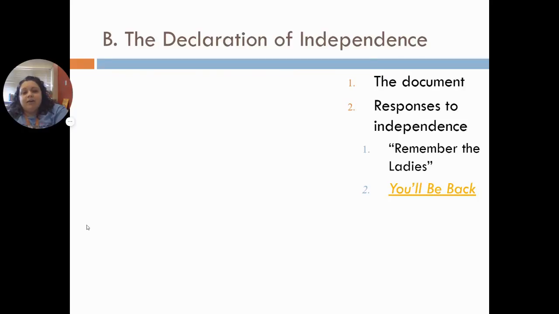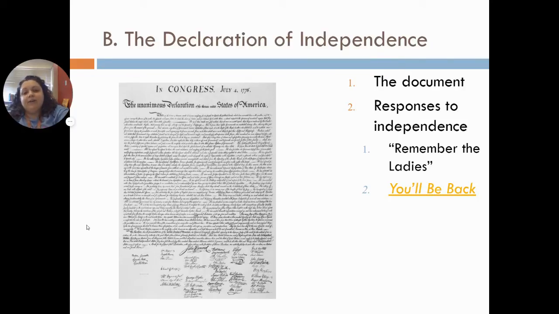In the original document, Thomas Jefferson actually talked about how the colonists were slaves to the British crown. Now, Thomas Jefferson did own slaves. Thomas Jefferson was from Virginia, from the South.